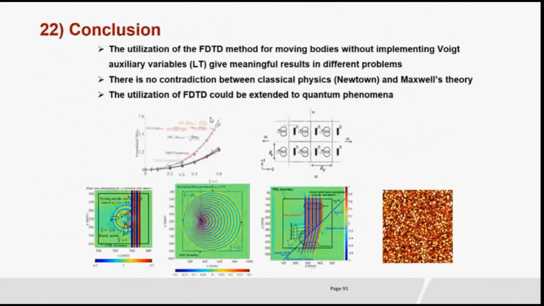In conclusion, if we use the FDTD method for moving bodies without using Voigt's auxiliary variables, what people call the Lorentz transformation, this gives meaningful results in different problems. There is no contradiction between classical physics, Newton, and Maxwell theory. When you take Maxwell theory and you have moving objects, the results you get are all in agreement with classical wave theory, so with classical physics. We think the utilization of FDTD could be extended to quantum phenomena.